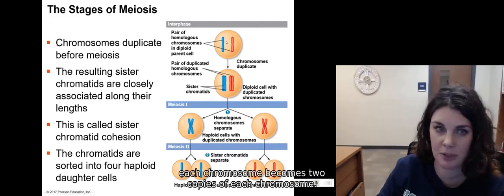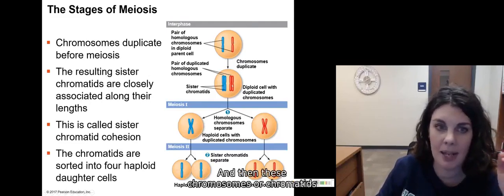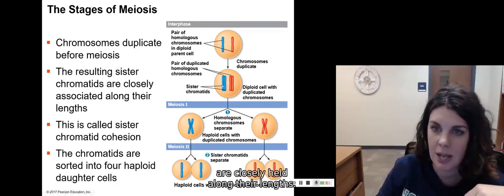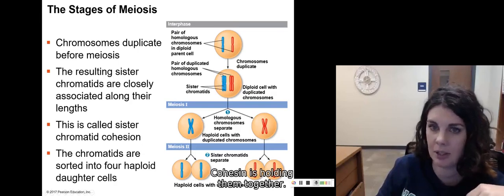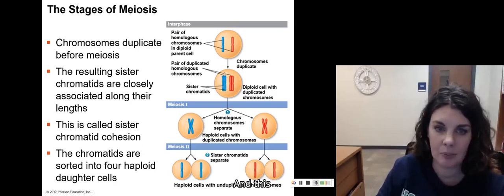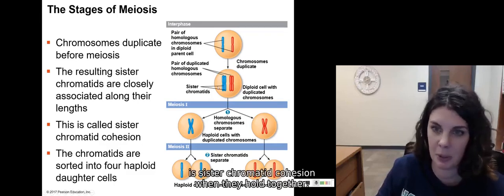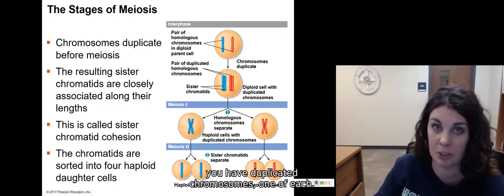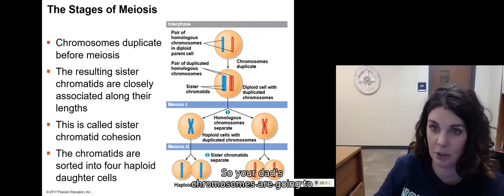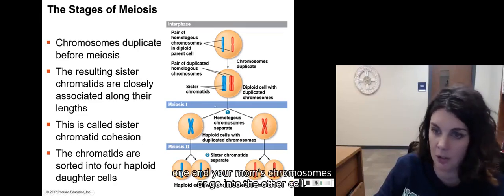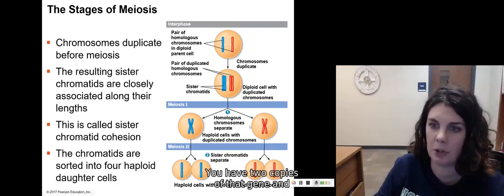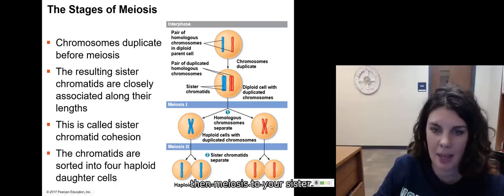1 copy of each chromosome becomes 2 copies of each chromosome. And then these sister chromatids are closely held along their lengths. Cohesion is holding them together. And so this is sister chromatid cohesion when they're held together. And by meiosis 1, you have duplicated chromosomes, 1 of each. So your dad's chromosomes are going to 1 and your mom's chromosomes are going to the other cell, but they're still both duplicated. You have 2 copies of that gene.